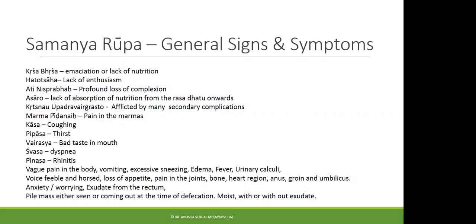Okay. Other signs and symptoms that are associated with this condition are vague pain in the body, vomiting, excessive sneezing, which is again just an indication of vata moving outward, vata initiating that urge of sneezing. But because there is an aggravation of vata, it causes the vata to move out more. That's why you have the excessive sneezing. Edema, fever, urinary calculi, which means it's many stones or granulation formation in the urinary bladder.